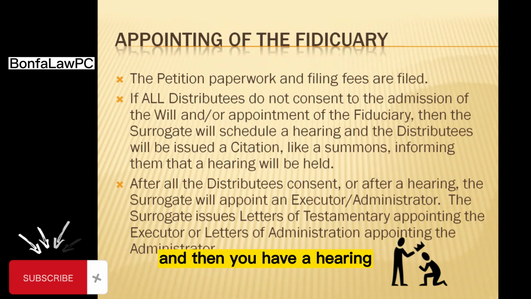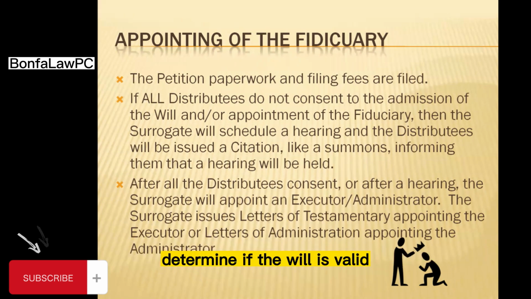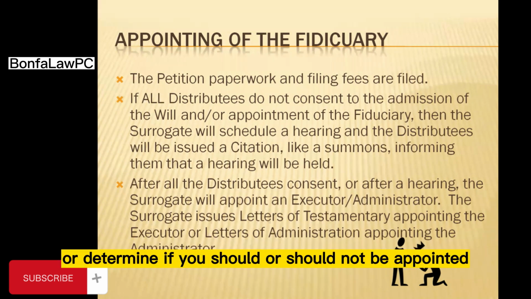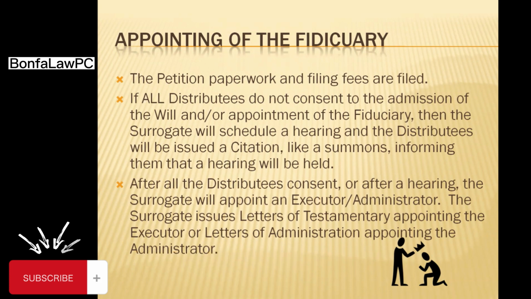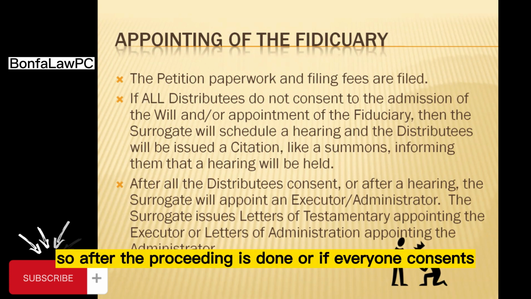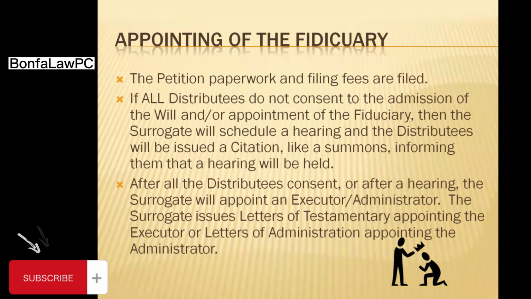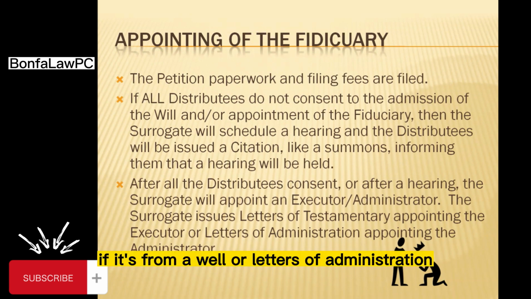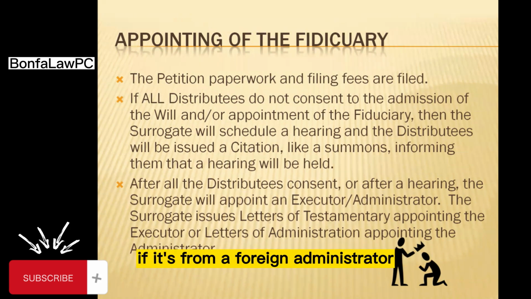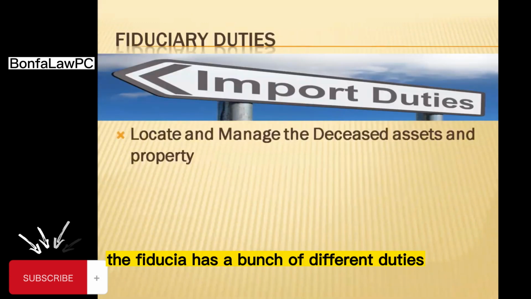and then you have a hearing, and the court will listen to what everyone has to say, determine if the will is valid, or determine if you should or should not be appointed as an executrix or an administrator. So after the proceeding is done, or if everyone consents, then the surrogate appoints the fiduciary. They issue what we call letters testamentary if it's from a will, or letters of administration if it's for an administrator. The fiduciary has a bunch of different duties.